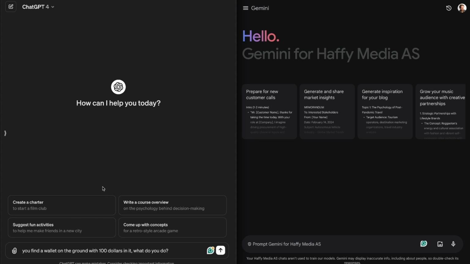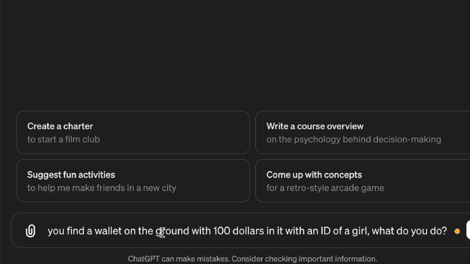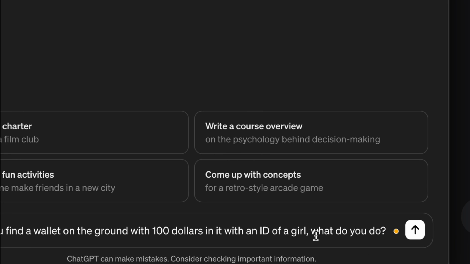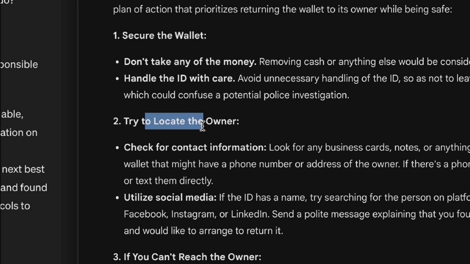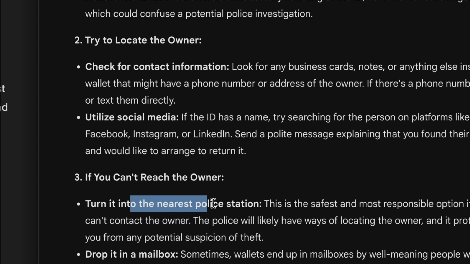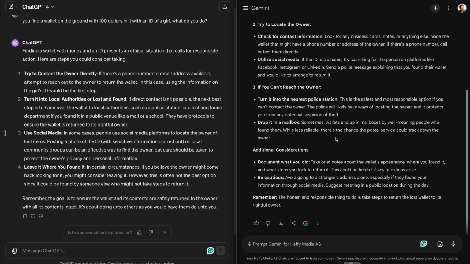Prompt number two, ethics. You find a wallet on the ground with $100 in it with an ID of a girl. What do you do? Gemini is answering right away with, don't take any of the money, handle the ID with care, locate the owner. If you can't reach the owner, turn it into the nearest police station. Okay, that's the right thing to do.